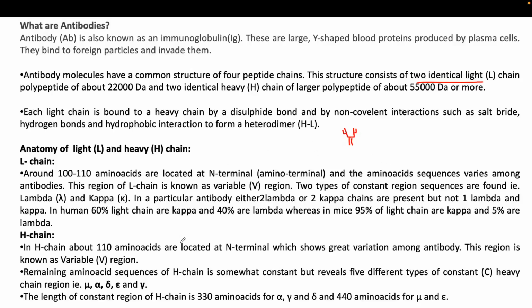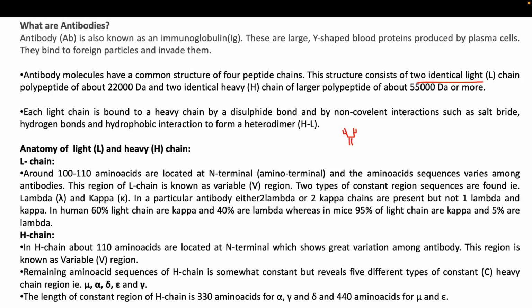In the H chain about 110 amino acids are located at the N terminus region, which shows greater variation among antibodies. This region is known as the variable region. So like the light chain, the heavy chain also has a variable region. The remaining amino acid sequence of the heavy chain is somewhat constant, but reveals five different types of constant heavy chain region: mu, alpha, delta, epsilon and gamma. Based on the constant region there are five different classes of antibodies: IgG, IgA, IgD, IgE and IgM.